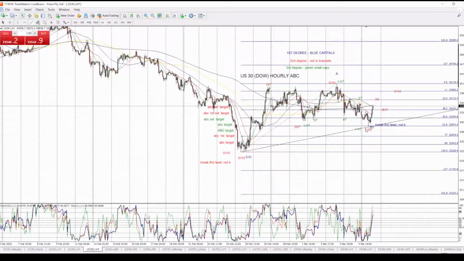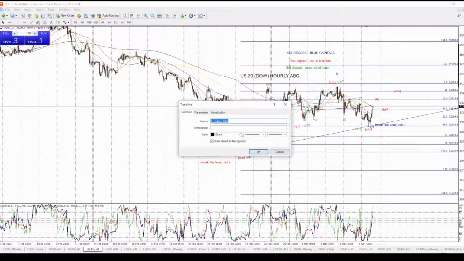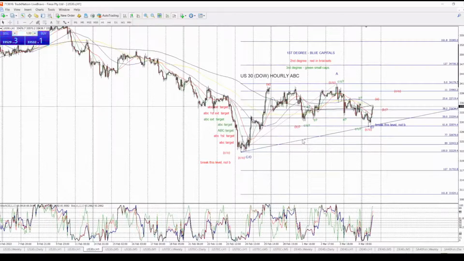Draw line 0 to B without breaking the body of the candle. It's first degree, so this line must be in blue. I'll change that quickly. Let's get our hits. There, that's our first hit. Broken it. Equal distance to target.